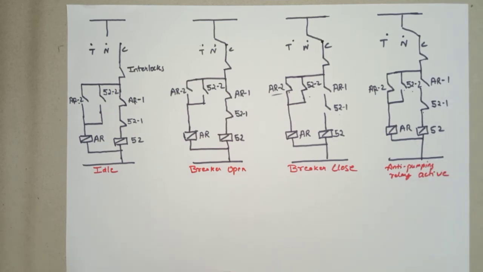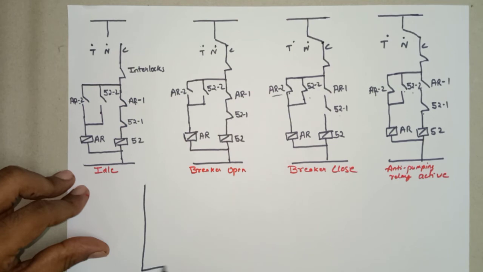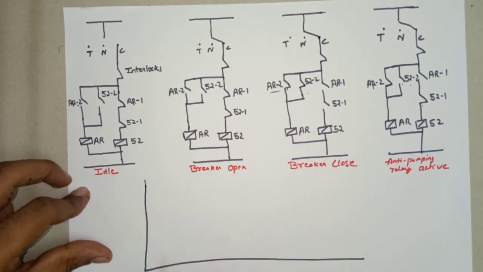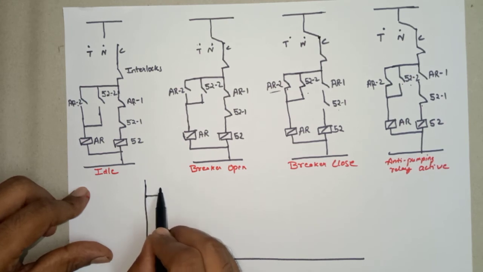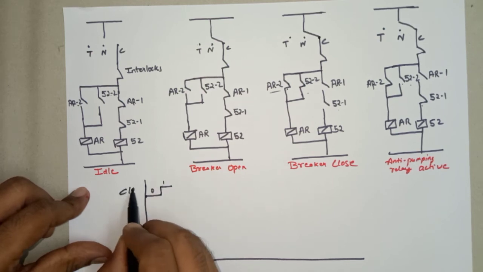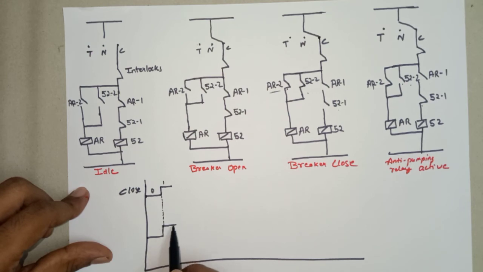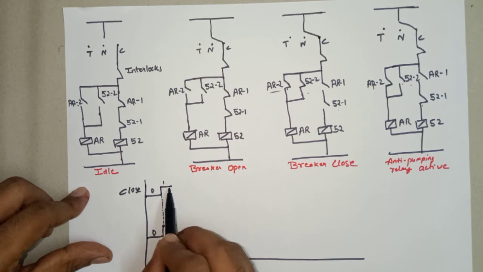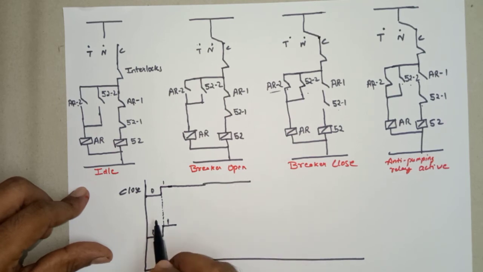So we can understand it through a simple timeline diagram. Let's say a close command is issued here from 0 to 1. This is close. During the same interval, what will happen? The breaker will change state from 0 to 1. Now due to the failure of the TNC switch, a close command is continuously available. So what will happen?